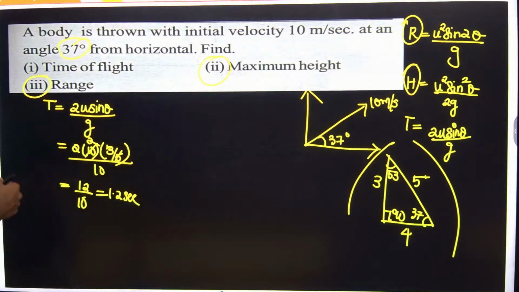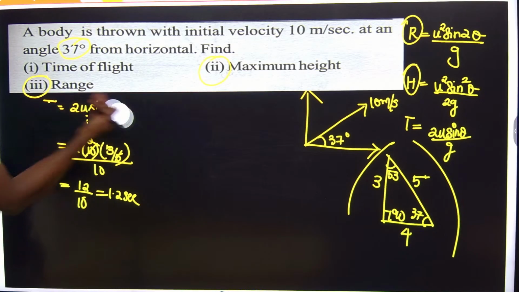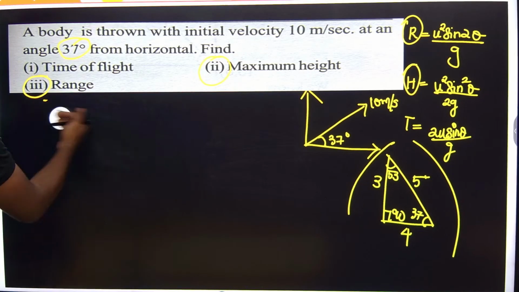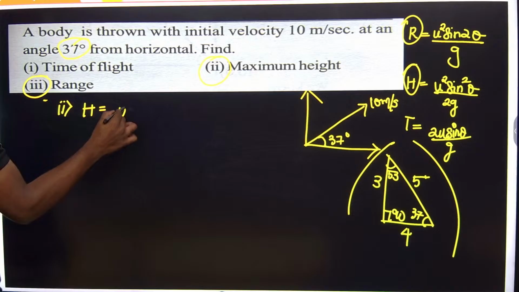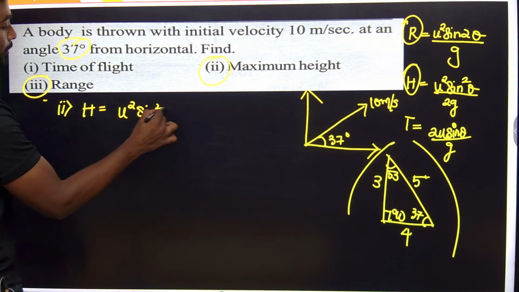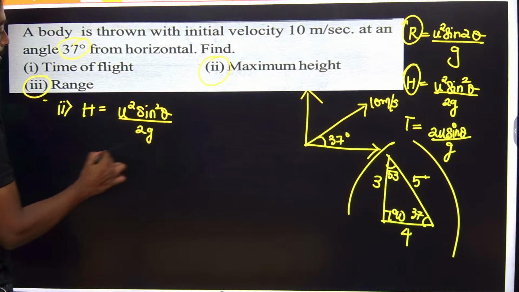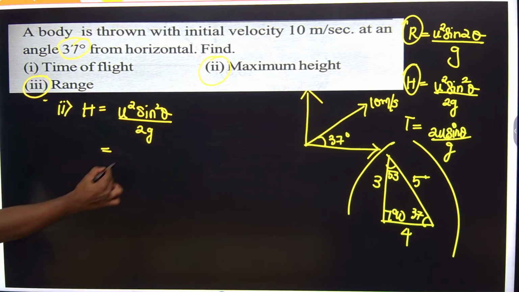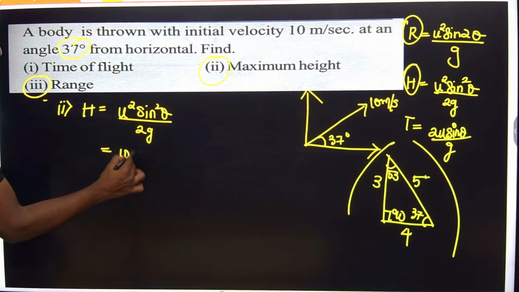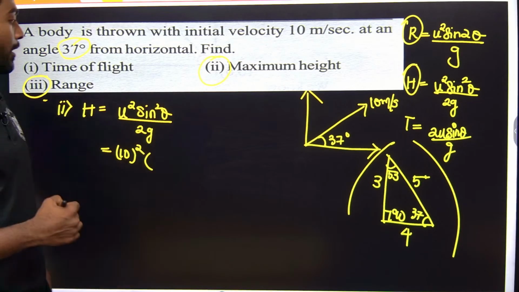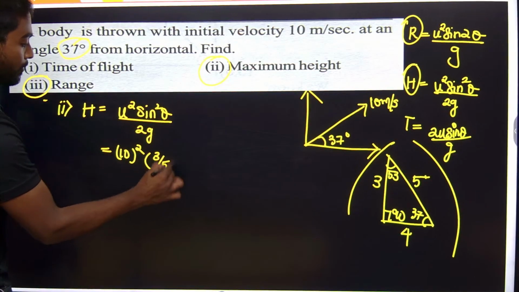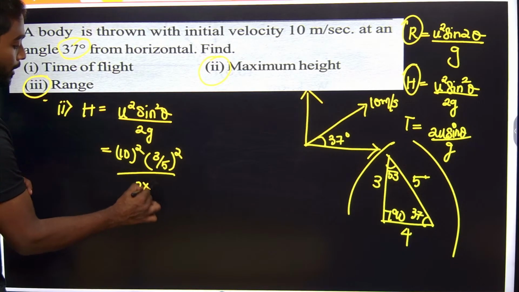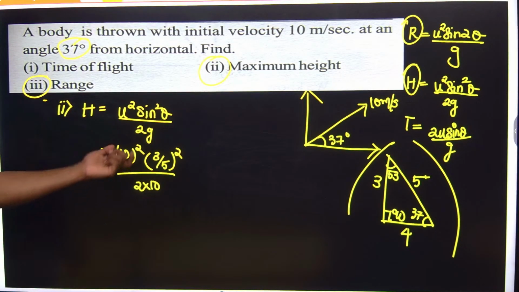Now we will go for the second one. Time of flight is completed, it is 1.2 seconds. Now height we will do. So h equals u square sine square theta by 2g. What is u? It is 10 meter per second. So 10 the whole square, and sine square theta. Sine 37 is 3 by 5. So 3 by 5 the whole square divided by 2 into 10.